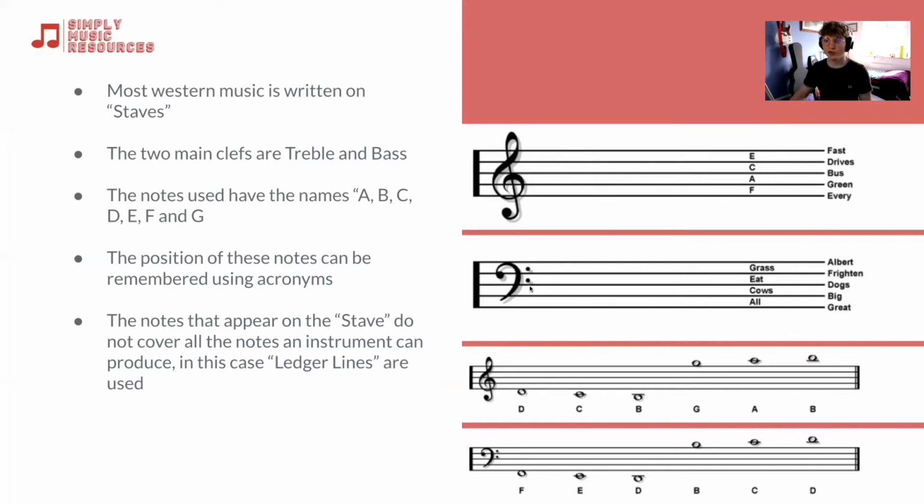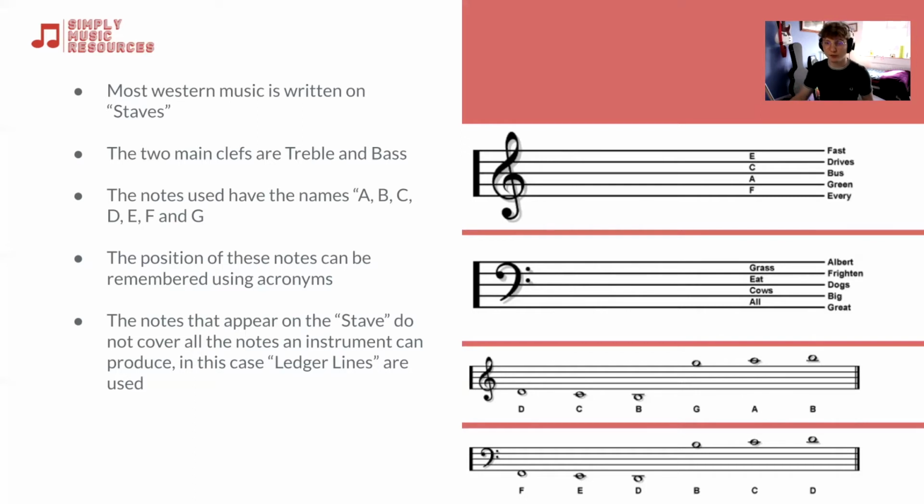The line notes on the bass clef, the acronym is Great Big Dogs Frighten Albert, and for the gap notes is All Cows Eat Grass. So again, if we choose a random line, this one here, the fourth line, Great Big Dogs Frighten. Frighten is the fourth word. The notes on that line are an F. And for the gap, the second one, All Cows. There we go. All the notes in the second gap are C's.